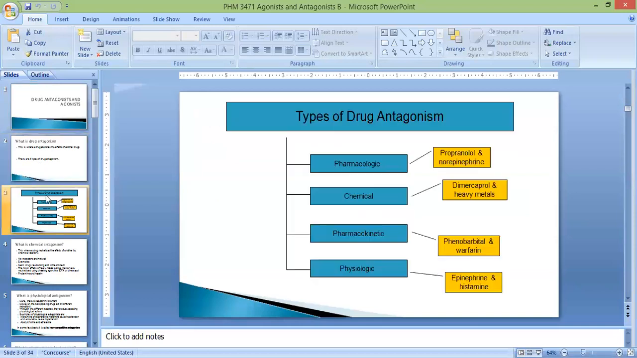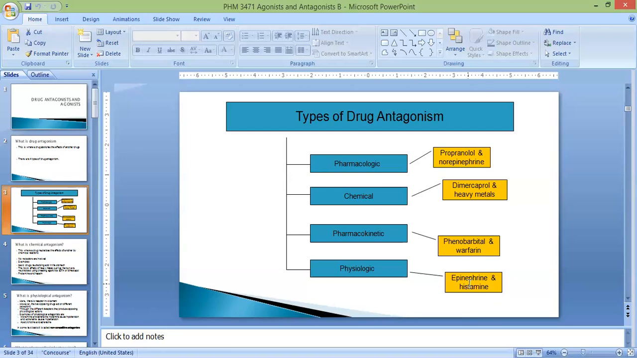So we already talked about the 4 types of antagonism. We said pharmacologic is whereby they are acting on the same receptor to bring about different actions. Chemical, here we gave the examples of antacids and acids. Pharmacokinetic is about inhibition and or induction, okay? Then in physiologic, we said they act through different mechanisms to bring about different responses.